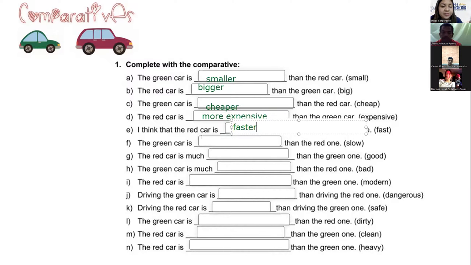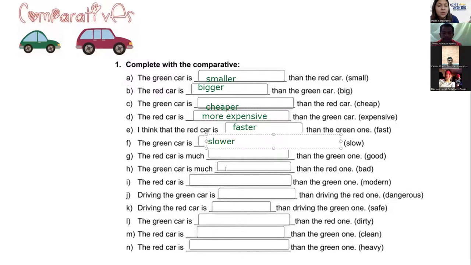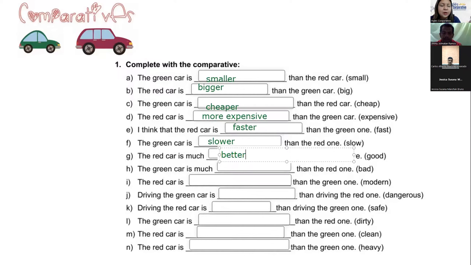Okay, F, the green car is? More slow. It's a short adjective. Slower. Exactly, the green car is slower. Slow, slower. Okay, letter G, the red car is much better. It's much better. Remember the comparative form of good is better.